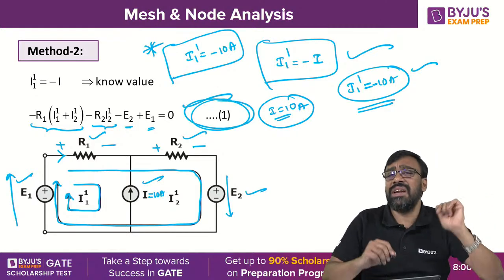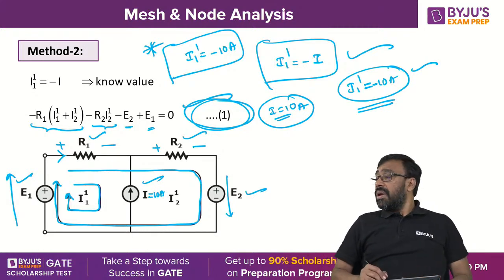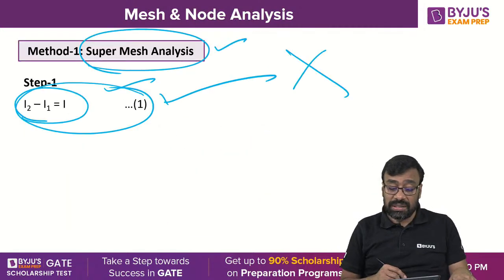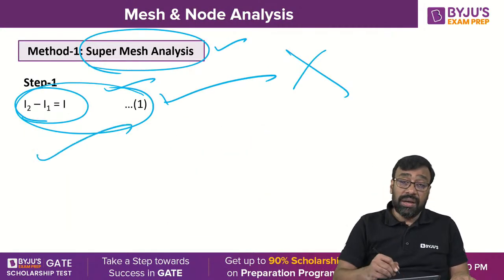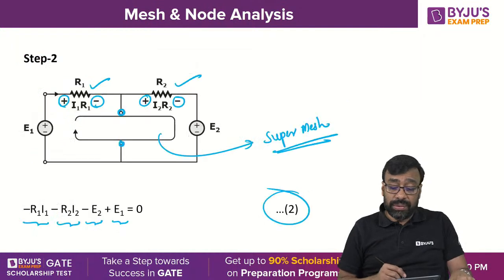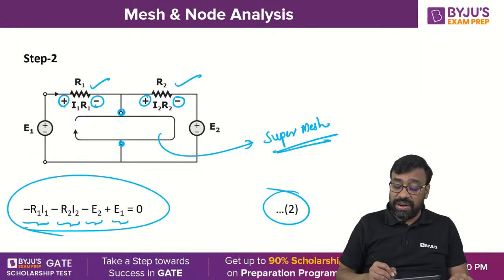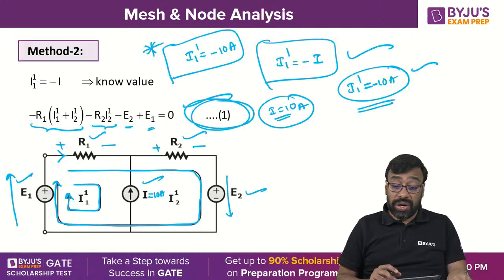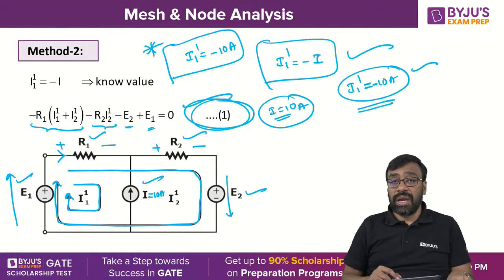One equation is enough to solve the problem. Instead of 2 equations, you can go for 1 equation. Whereas in supermesh analysis, 2 equations are mandatory. The first equation is in terms of I1, I2. Second equation is also in terms of I1 and I2. You have to go for 2 equations. So, number of equations got reduced. Yes or no, all of you, okay?